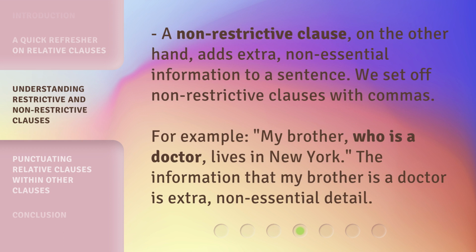A non-restrictive clause, on the other hand, adds extra, non-essential information to a sentence. We set off non-restrictive clauses with commas. For example, my brother, who is a doctor, lives in New York. The information that my brother is a doctor is extra, non-essential detail.